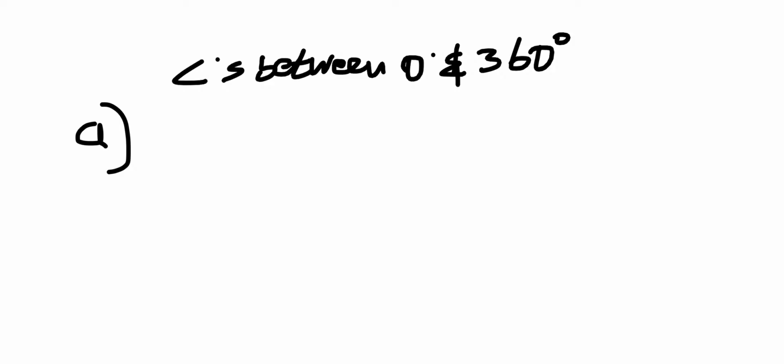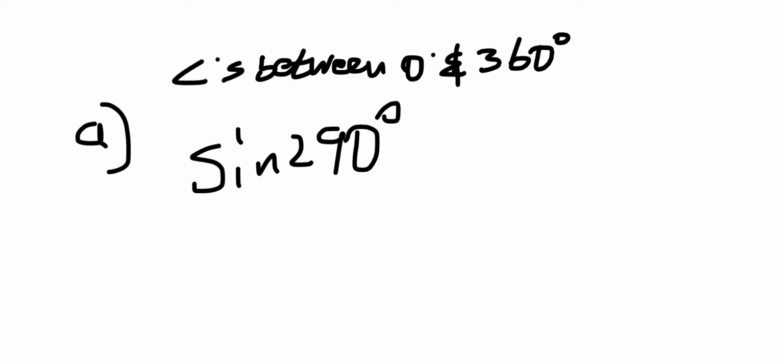So in other words, you may be given, let us say, sine of 290 degrees, and they want you to just write it as an acute angle. So in short, you have an angle which is bigger than 90. We know that an acute angle has to be between 0 and 90 degrees, which is in the first quadrant.